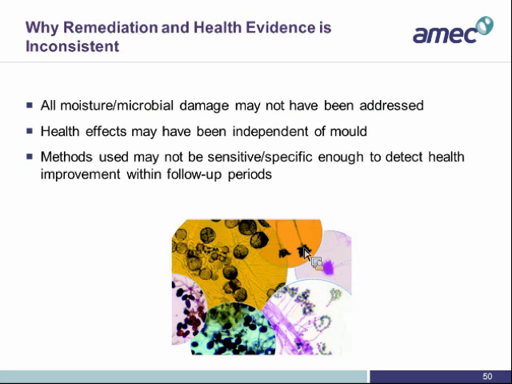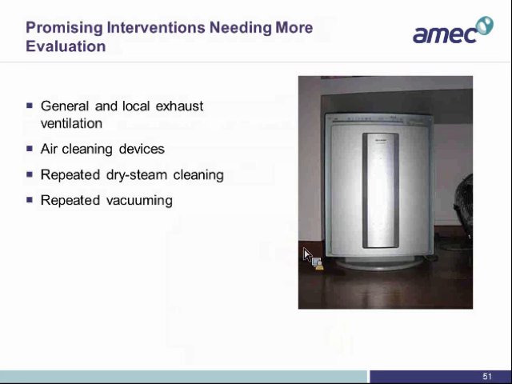So why is that remediation and health evidence inconsistent? Well, I mentioned this before. It might be because the microbial damage or the source has not actually been adequately addressed. It also could be that the health effects may not have been due to mold. It might have been due to other things that are associated with perhaps damp buildings. There's a number of different agents in damp buildings outside of mold that could potentially cause a health effect or be associated with a health effect. Also, there could be the issue of the methods not being sensitive enough to actually detect health improvement within the follow-up periods that were used in these studies.